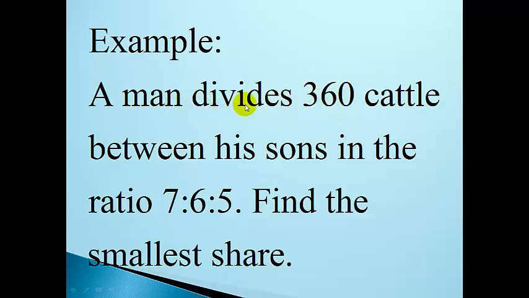Now the man divides these 360 cattle between his sons in the ratio 7:6:5. Now we are supposed to find the smallest share. Take note that the smallest share corresponds to the smallest ratio. I repeat, the smallest share corresponds to the smallest ratio. Now let's see how we can solve this problem.